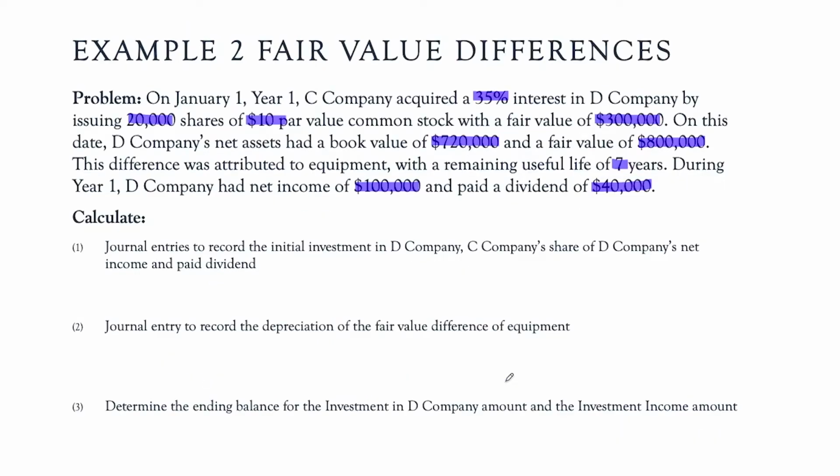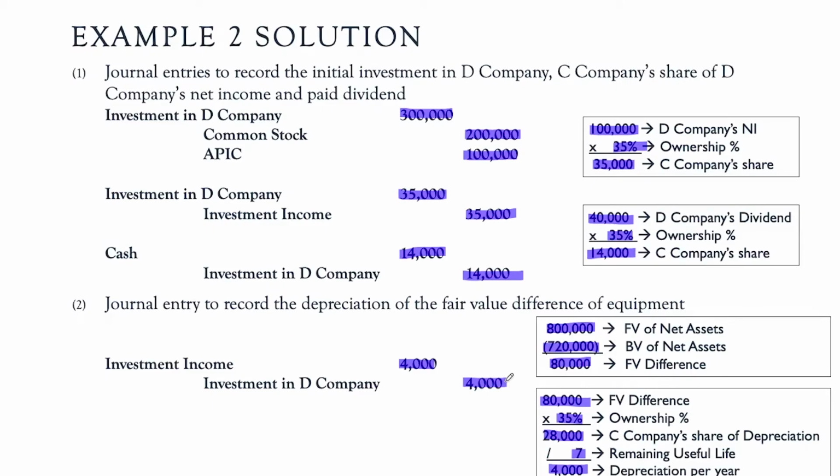Finally, let's take a look at the last question. Determine the ending balance for the investment in D company amount and investment income amount. This all comes down to, again, just remembering journal entries. As long as you know how to do the journal entries, you'll know how to calculate these balances. For example, the initial investment raises the investment in D company $300,000. The portion of net income will raise the investment in D company account.